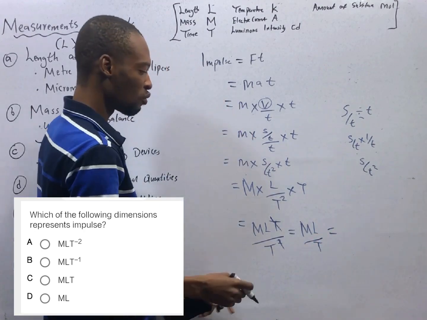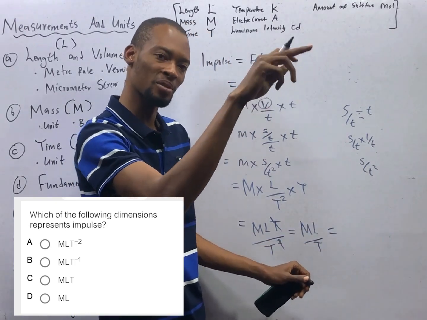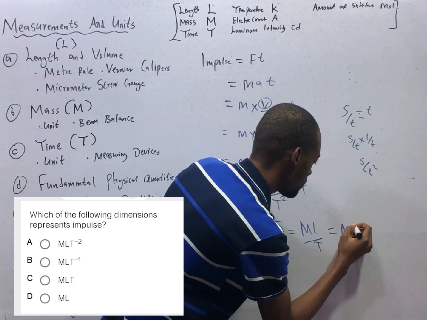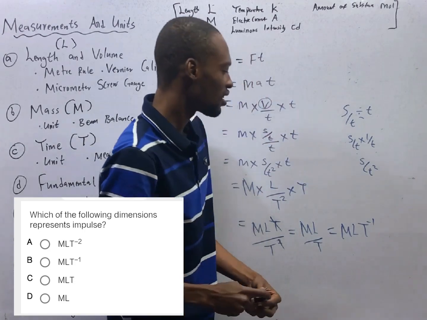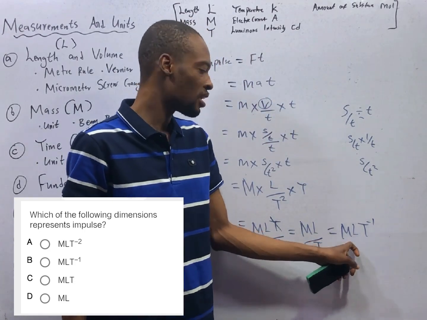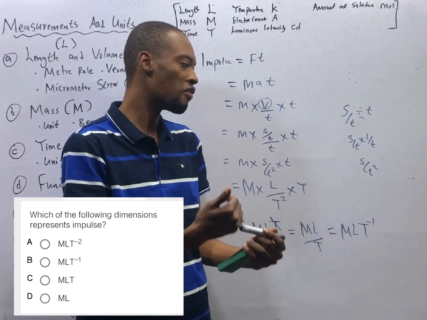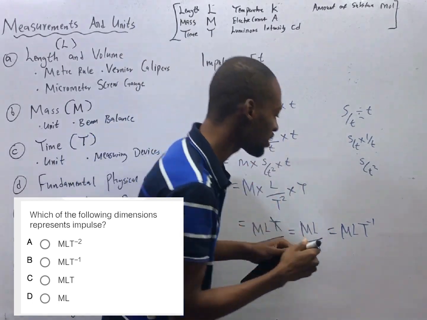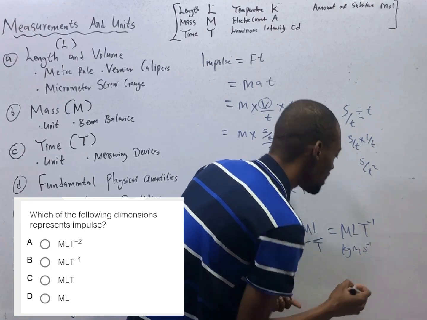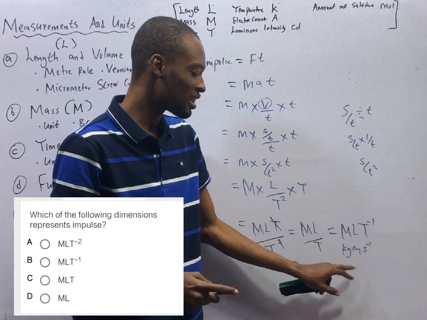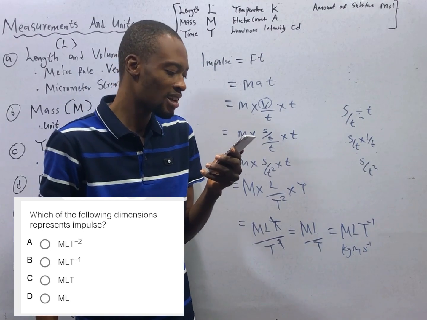And remember what we learned. Once you have t at the bottom, bringing it up, it becomes raised to the power of minus 1. So this is M L T raised to the power of minus 1. So that is kilogram meter per second. You see, from dimension, you arrive at units of quantities. So the unit of impulse is kilogram meter per second. This is the dimension, this is the unit. Let's see the options. Option B is the correct option, as you can see.